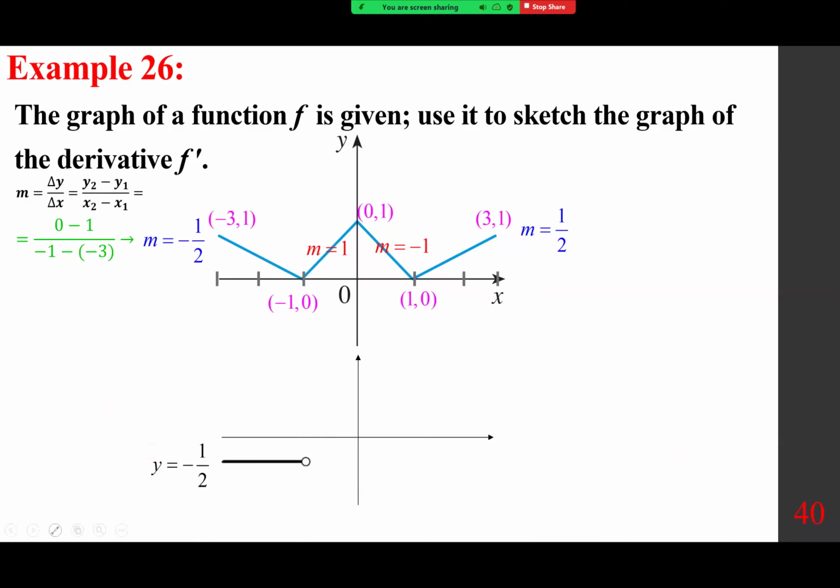This is a sharp corner, everybody. This is a sharp corner. This is a sharp corner. For this one, we draw the line y equals 1, and we stop from here to here. So y equals 1 from here to here.